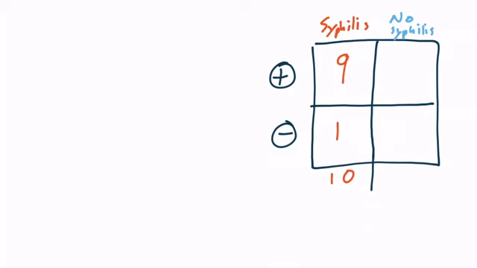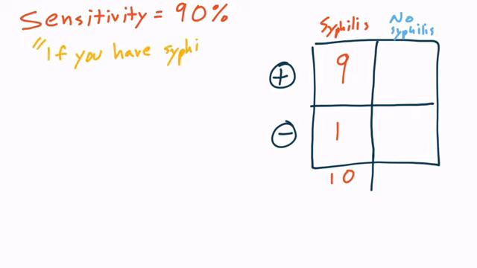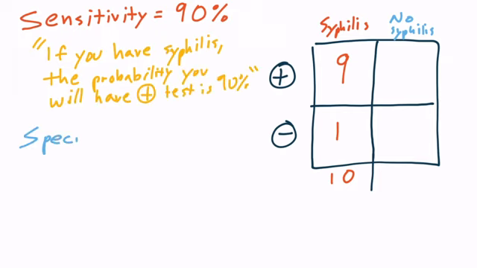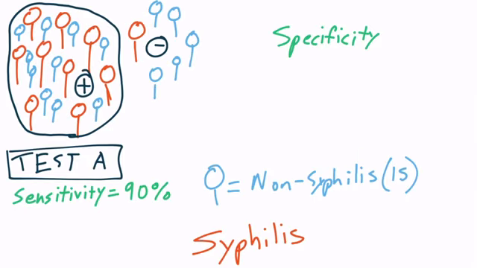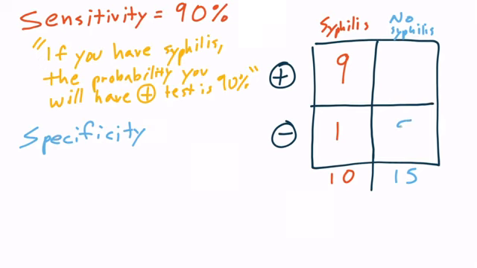And as we mentioned before, this gave us a sensitivity of 90%. Another way to say this is that if you have syphilis, the probability that you will have a positive test is 90%. Now let's find specificity. And we will do this by focusing just on the right side of the box, those that do not have syphilis. In our example, there were 15 patients that didn't have syphilis. So we'll put 15 right here to keep track of it. And of those 15, 5 tested negative and 10 tested positive. So we put 5 in this box, those that tested negative, and the other 10 go in the top right box.